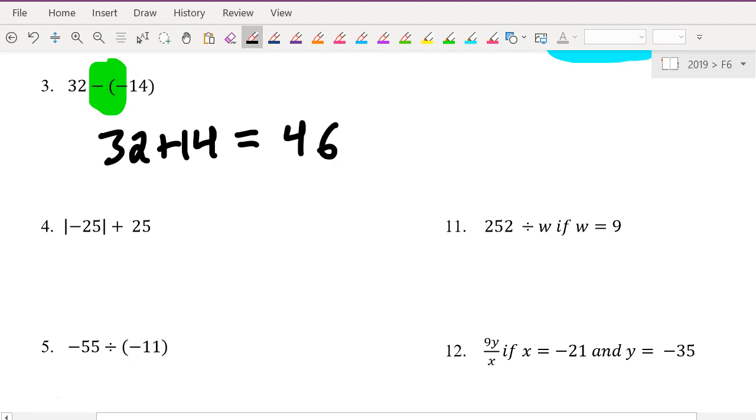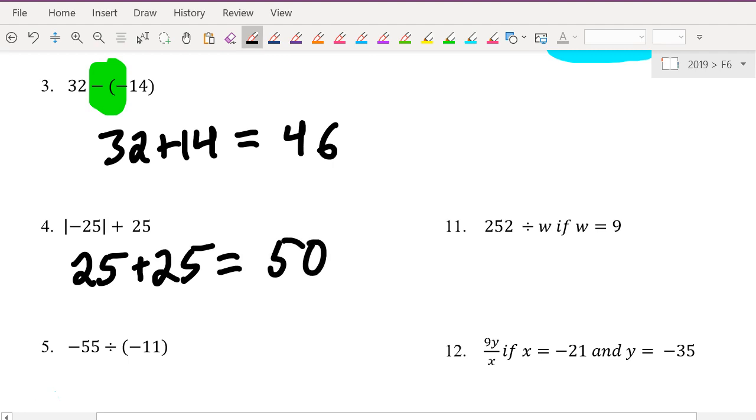Okay, what does absolute value of negative 25 become? 25. Right, it turns positive because they always turn positive. Okay, and what do you get? Good job. Let's give her a hand.